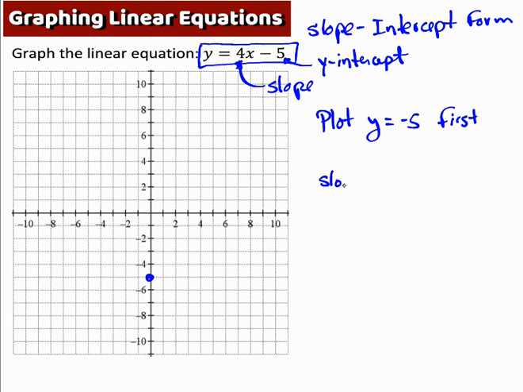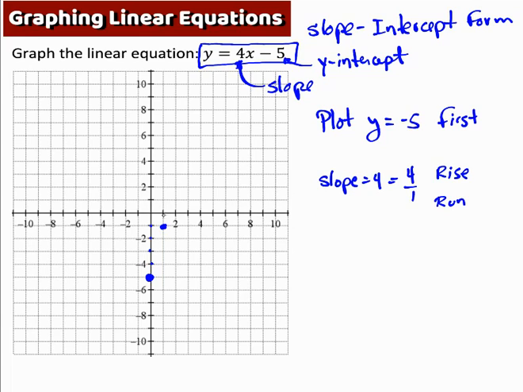The slope of 4 is the same as 4 over 1. We always like to express slope with two numbers, the top one being the rise and the bottom one being the run. So anytime we have a whole number, we put it over 1. And now from our y-intercept, we're going to move up 4, 1, 2, 3, 4, and to the right 1, and that is our next point on the line.